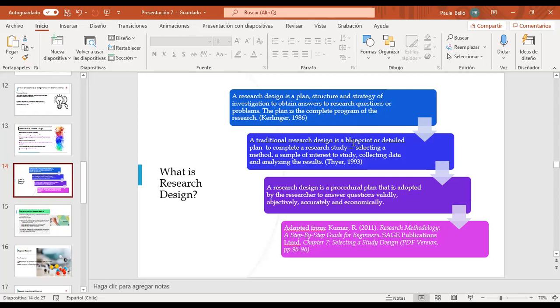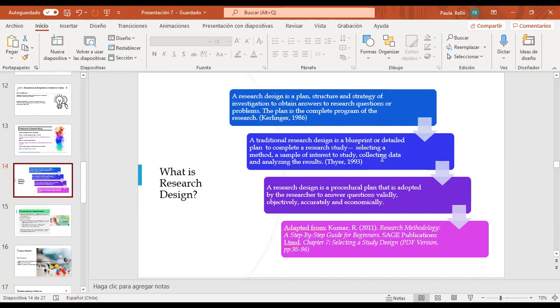It's also a blueprint, and I learned about the blueprint by watching a video about project-based teaching and learning. A blueprint is the plan, es el plano de la casa, por ejemplo. They were talking about building a house, and a person was talking to the children about blueprints, and I learned because I had another idea of blueprint. So a traditional research design is a blueprint.